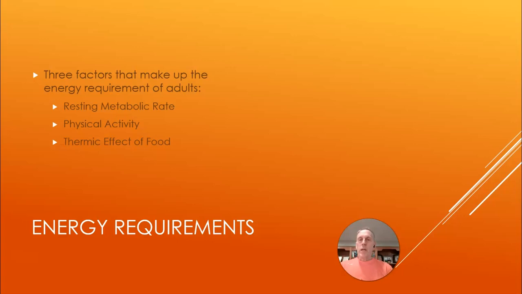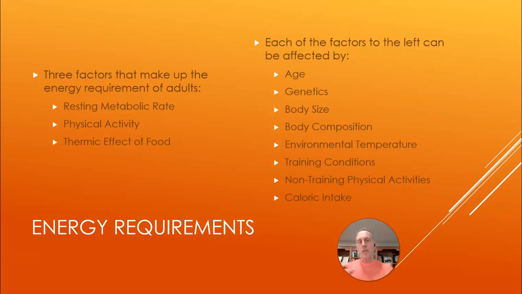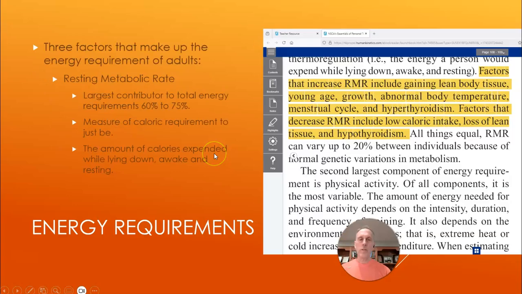So there are 3 factors that make up energy requirements of adults: the resting metabolic rate, the RMR, physical activity, and the thermic effect of food. Now, each of these can be affected by a number of things: age, genetics, body size, body composition, environmental concerns like the ambient temperature, training conditions, non-training physical activities, and caloric intake. So there's a number of things that can play into each one of these.